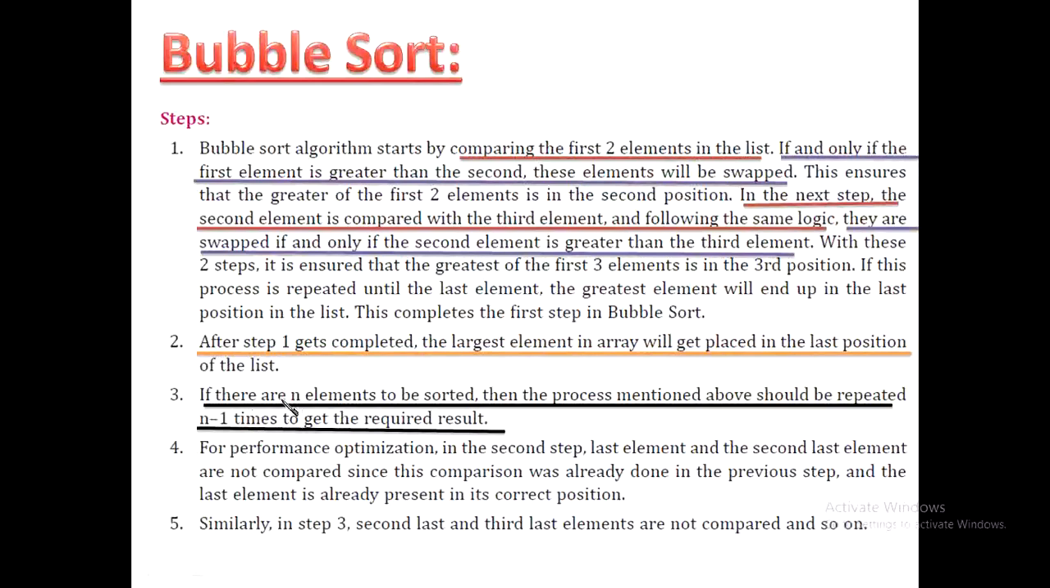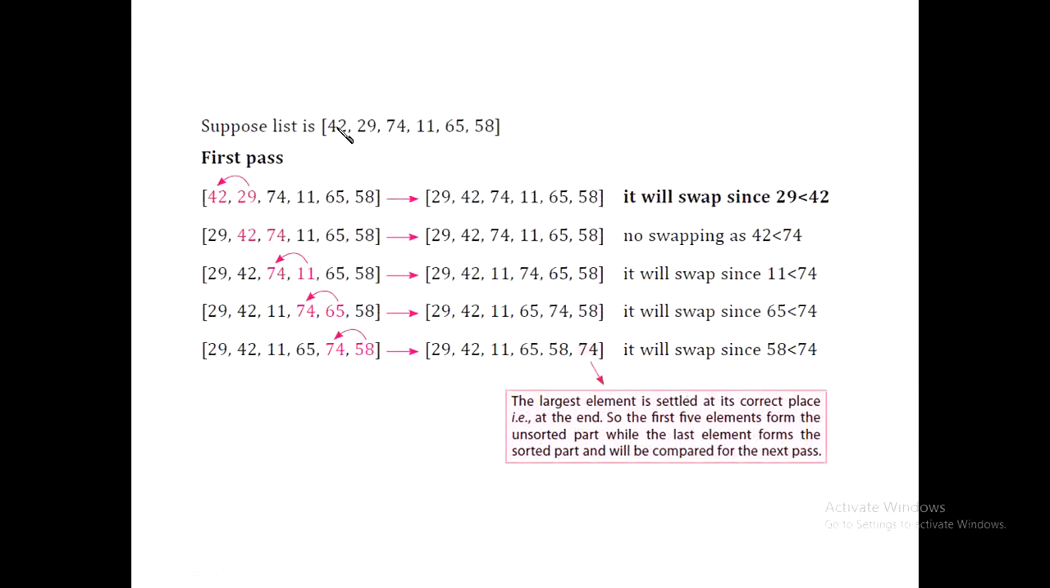Now if there are n elements to be sorted, then the process mentioned above should be repeated n-1 times to get the required result. First of all, we have to check how many elements we are sorting. In this list, 1, 2, 3, 4, 5 and 6 elements are here. So the same process will go till n-1, that is 6 minus 1, which is equal to 5 times. The same process will be repeated 5 times.